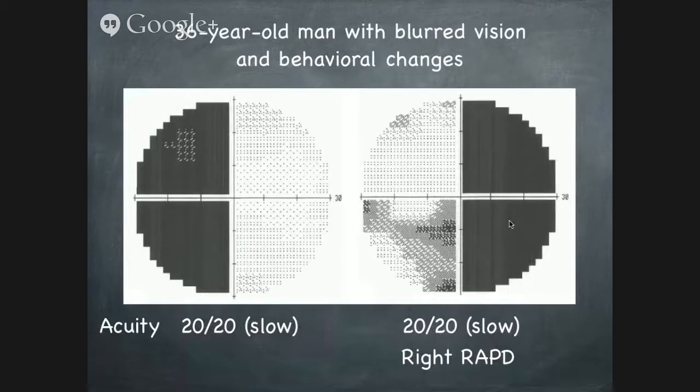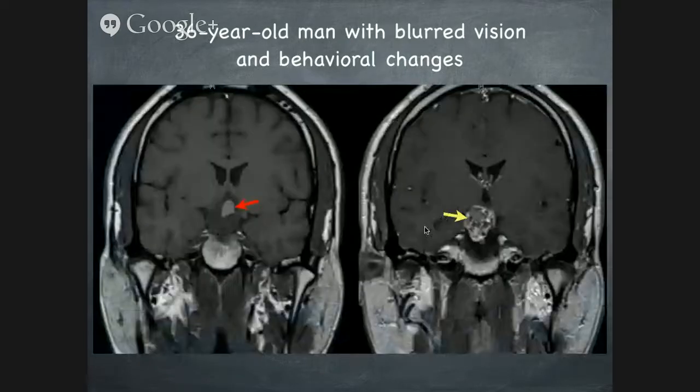36-year-old man, he's got blurred vision. He has prominent behavioral changes. Acuity is okay. There's a bitemporal defect. It's a little asymmetric and spills over here, so it's a little worse in the right eye than left, and he has a right RAPD going along with that. Here's his scan. Doesn't look quite like the meningiomas and pituitary adenomas I've been showing you. It's this big thing in the cavernous sinus growing upward, compressing the chiasm.